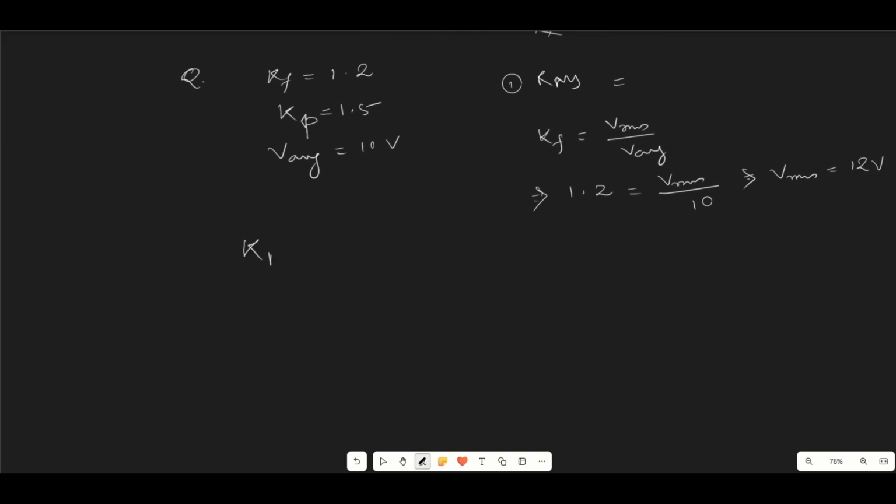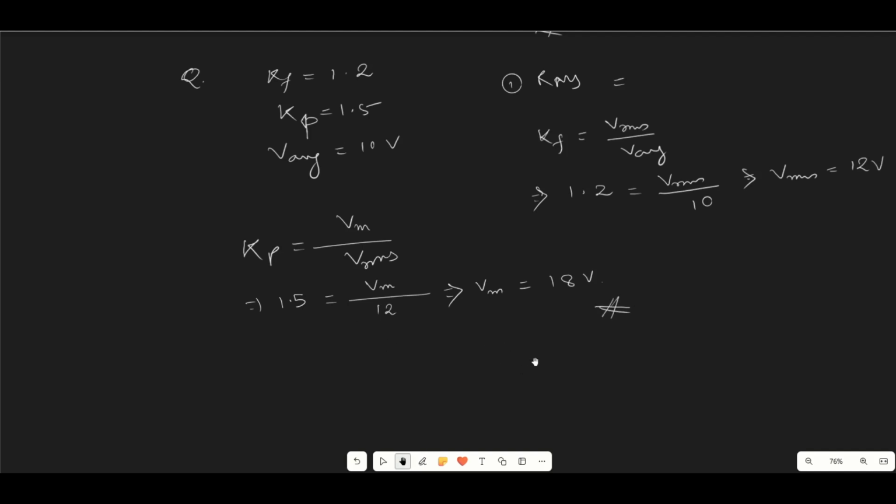So for the peak factor, Kp is given by Vm divided by VRMS. Now here we have the Kp value given as 1.5, and Vm we have to determine, and the RMS value we have obtained here to be 12 volts. So the value of the maximum voltage is 18 volts. So this is how we can solve various numericals.